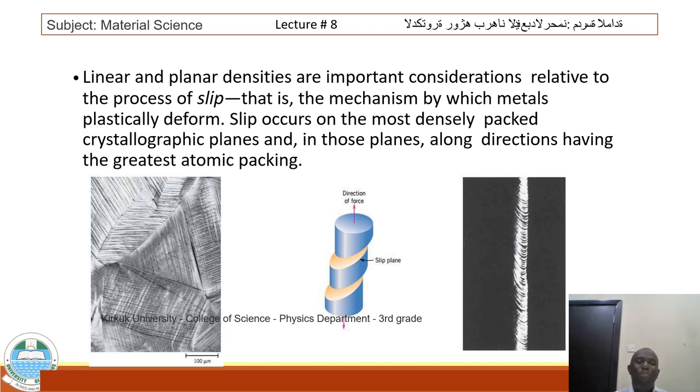Why do we need linear and planar densities? Don't forget that when we started, I said we are going to look at how the structure of our crystal influences their behavior. So linear and planar density are important considerations when it comes to looking at slip, the ability of our material to undergo plastic deformation. Your material will never undergo plastic deformation if there is no appropriately oriented plane and direction for the slip to occur. You can see this gliding. It is on a particular plane. This plane is what we call slip plane, and it will take place in a slip direction. So your linear density and planar density are important parameters when you are looking at slip, when you are looking at the concept of plastic deformation in your material.